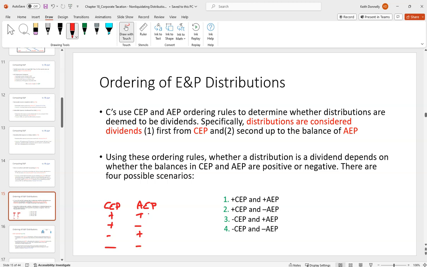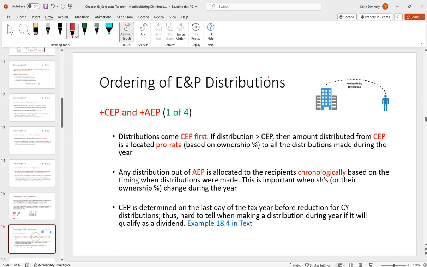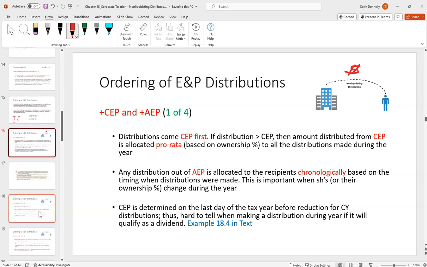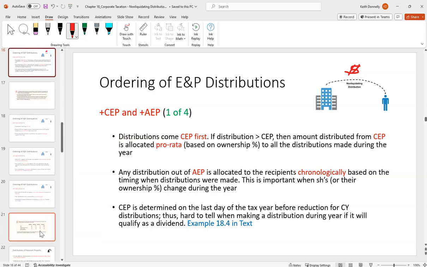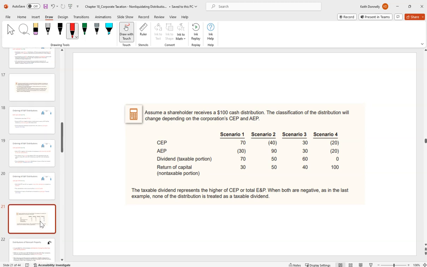We looked at those in a simple way where it was one shareholder, and then in a more complicated way with multiple shareholders. Generally, when we were looking at it, it was just a simple cash distribution. We talked about each of the rules, 1, 2, 3, 4, and looked at some examples there.